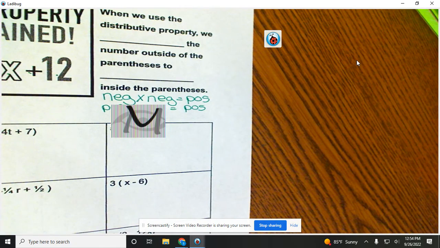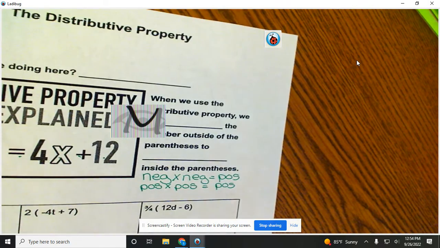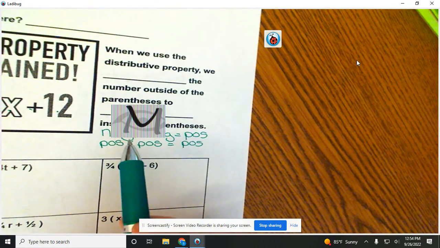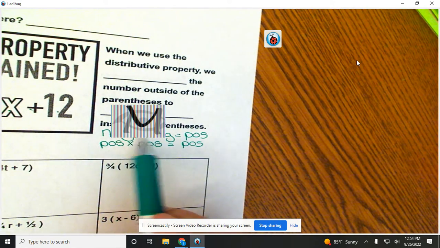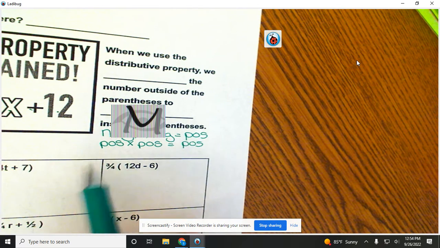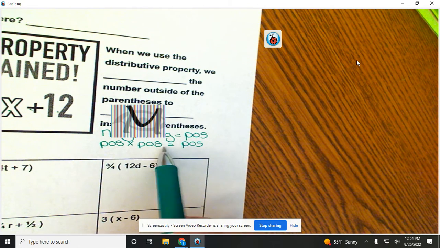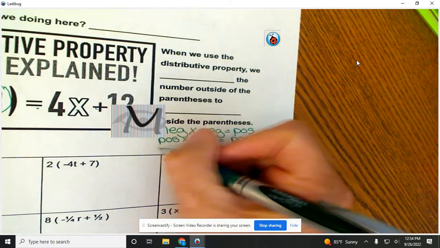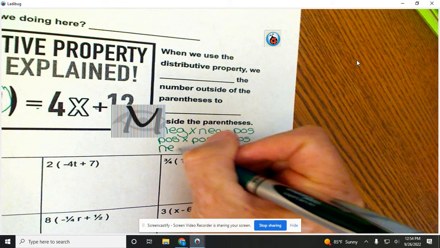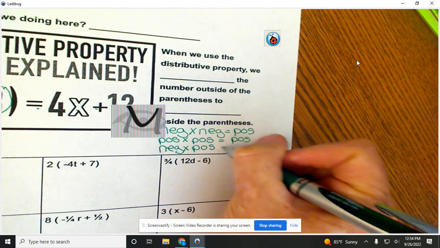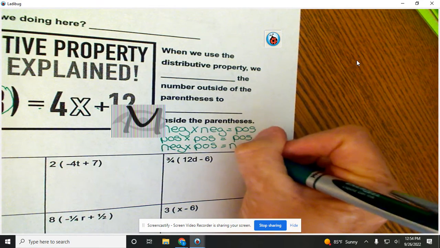All right, you guys. So before we start going over the distributive property, let's cover a few things here. So back to what we initially began with, a negative times a negative is going to equal a positive when we're working with our integers. A positive times a positive is always going to equal a positive. And finally, a negative times a positive is always going to give you a negative.